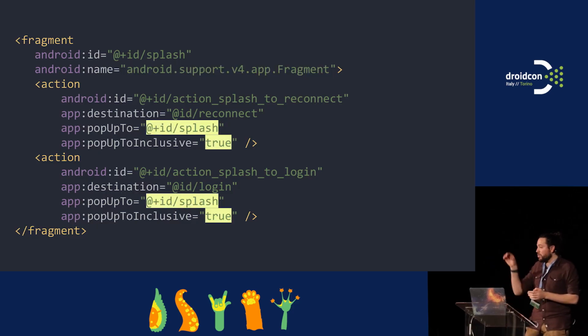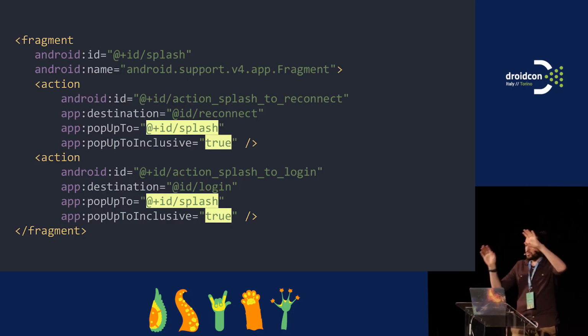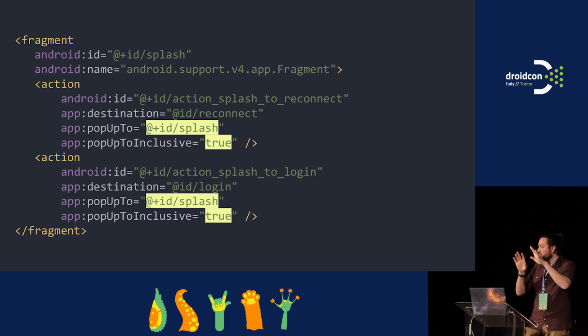Also, with both actions that are directing to the login or to the reconnect, we say that the user should pop up to the splash with what is called pop-up inclusive. It means that when the reconnect, for example, will pop, it will include the screen before, so the splash will be dismissed too, and the app will quit.